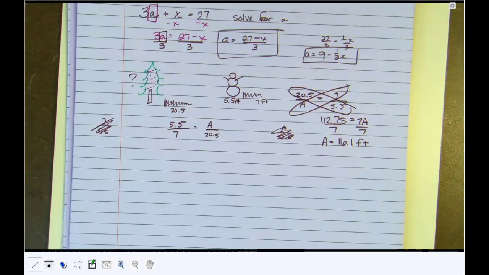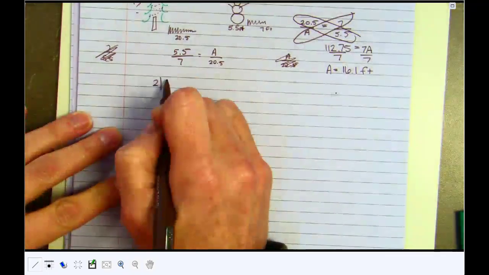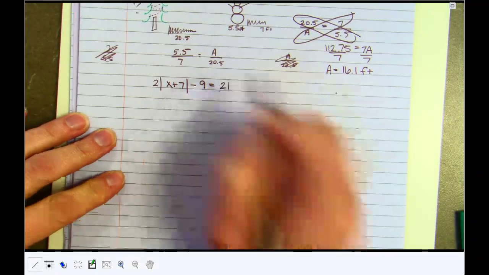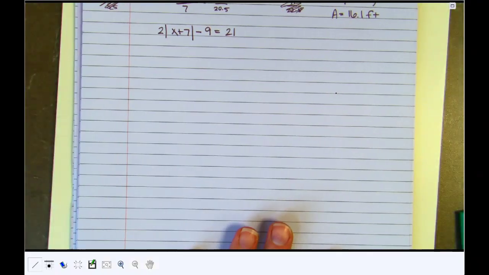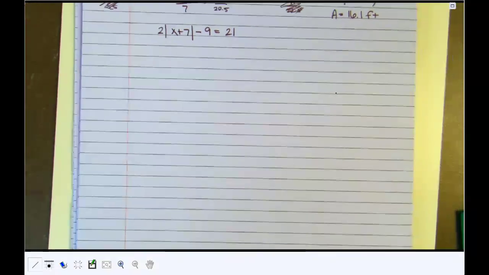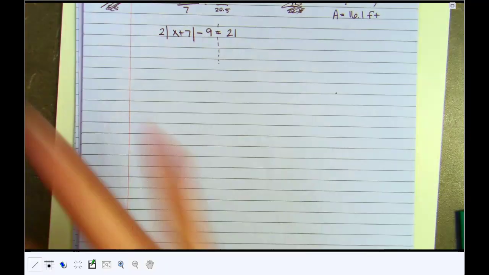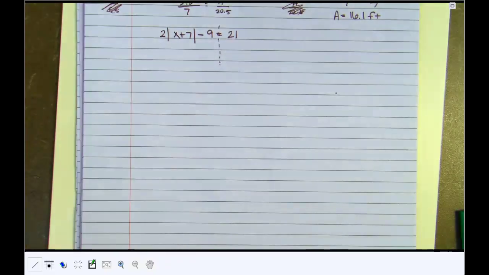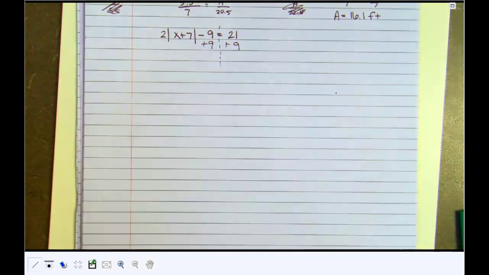The next thing I want to review with you is solving an absolute value equation. Okay, so let's say we have something like this. Where do we start? Plus 9. Okay, plus 9. Now, listen very carefully. When we did this in chapter 1 back at the beginning of the year, people were adding 9 all over the place. Listen, once per side. Plus 9 here, plus 9 here.